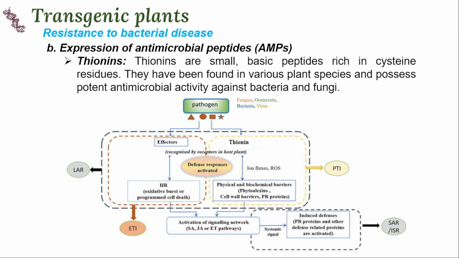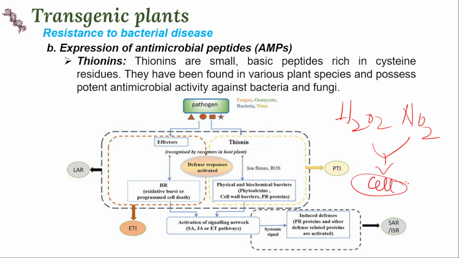Next antimicrobial peptide is called thionin. Thionin is also a small peptide rich in cysteine. It also has a defense mechanism. Whenever a pathogen like a fungus or bacterium enters the cytoplasm of the plant cell, this will trigger reactive oxygen species. Whenever reactive oxygen species like hydrogen peroxide, H2O2, or nitric oxide are produced, they degrade the pathogenic cell, especially the bacterial cell.